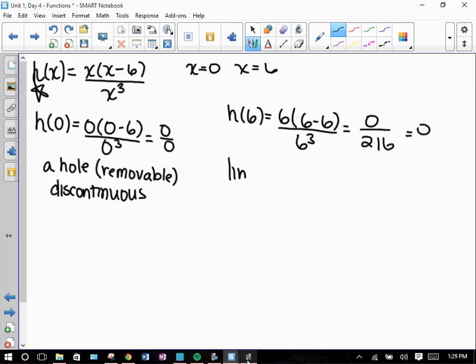We know that the limit as x approaches 6 for h of x is equal to 0. Since the limit and the function value are equal, this is a continuous function. Okay?